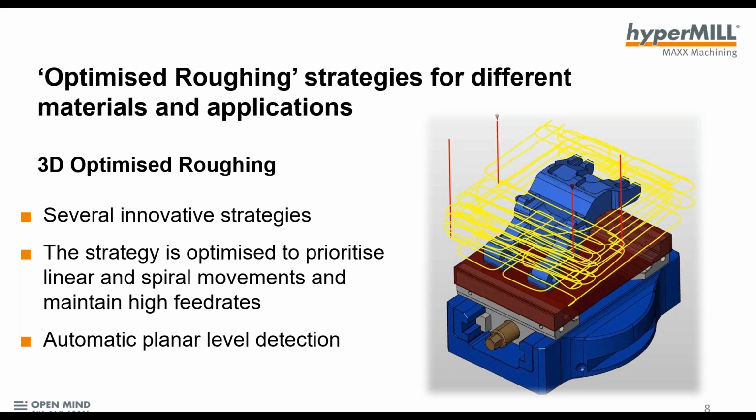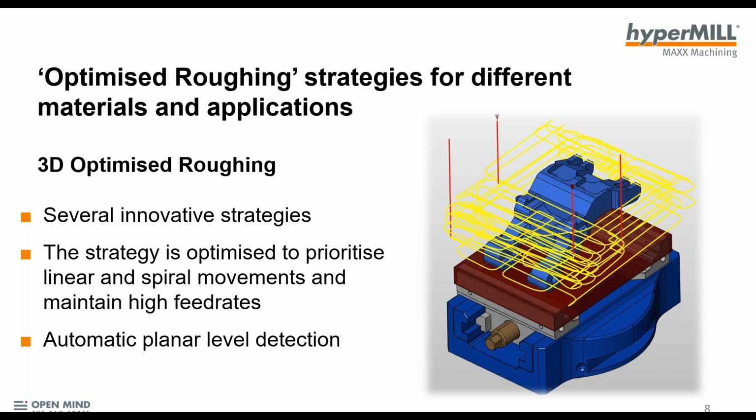One of the options is adaptive pocket machining, where hyperMILL fits pockets optimally into the area to be rough machined. This means that as much of the area as possible is machined with linear and spiral machine movements, and therefore maintains a high feed rate. The planar levels are automatically detected and compensated for also, so it automatically calculates the step downs when it finds these planar levels. So over to you, Josh.